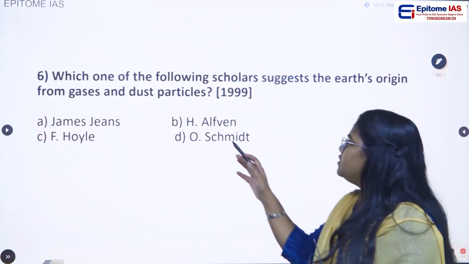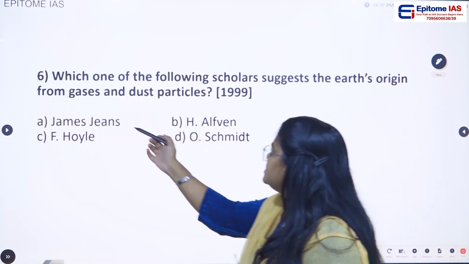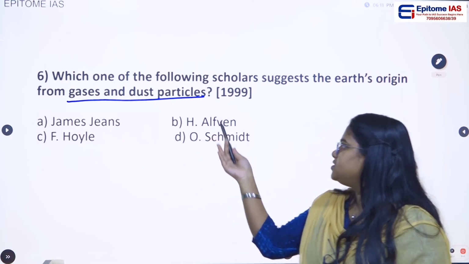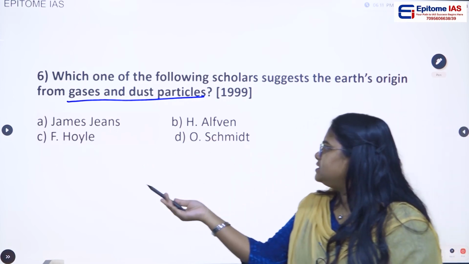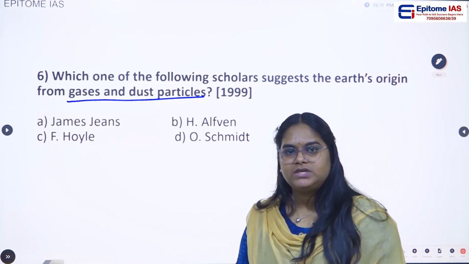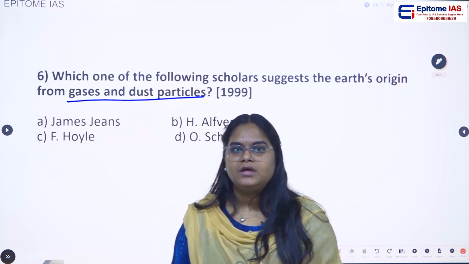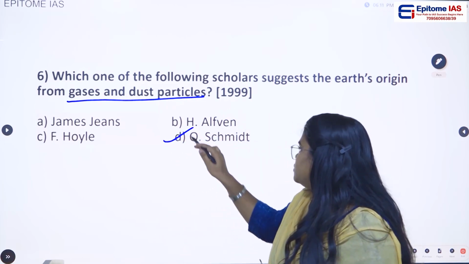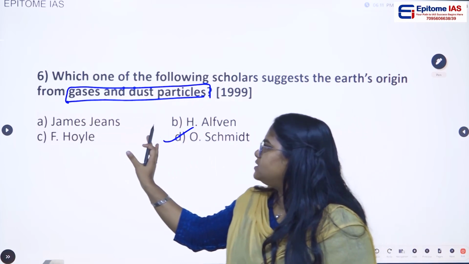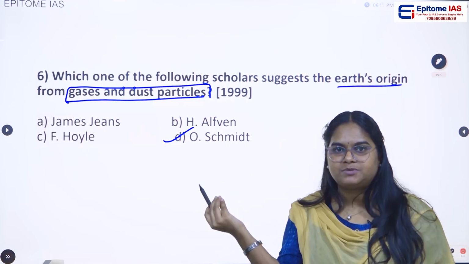So the next question, which one of the following scholars suggests the Earth's origin from gases and dust particles? Option A, James Jeans. Option B, H. Alfven. Option C, Hoyle. Option D, Kuiper. So this is one of the basic questions. We usually read about the origin of Earth and the origin of the universe in the first chapter of geography. So the correct answer would be Kuiper. He proposed this particular theory. He said that the Earth's origin is from gases and dust particles.